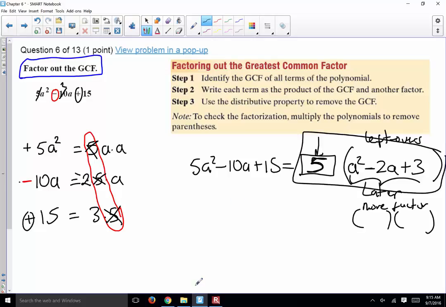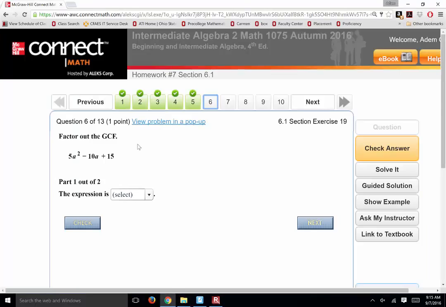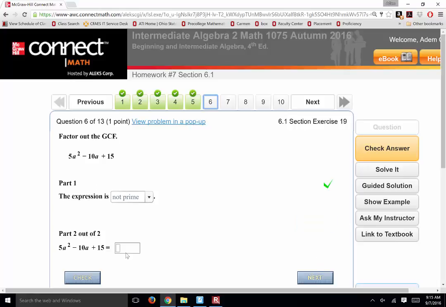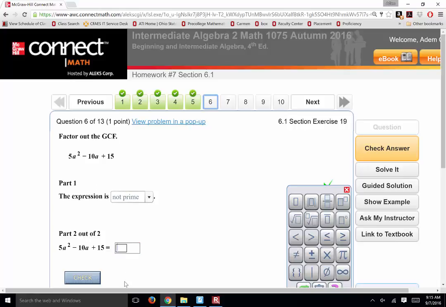This is what we are going to enter into our answer box. The expression is not prime. I found something, I pulled out something, so it's not prime. What is that thing you removed? It's 5, and 5a minus 2a and 3.